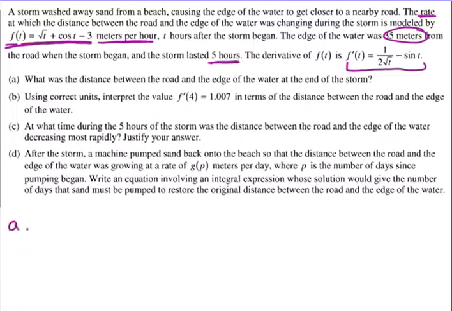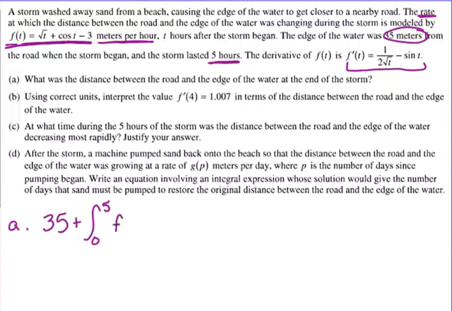So part A, what was the distance between the road and the edge of the water at the end of the storm? Well, we know that we start 35 meters. The edge of the water was 35 meters from the road when the storm began. So that's where we start. And we're going to accumulate our rate at which the distance is changing. If we accumulate the rate at which the distance is changing, then we're going to accumulate the actual change in distance. So starting at the beginning of the storm, it said it lasted 5 hours.